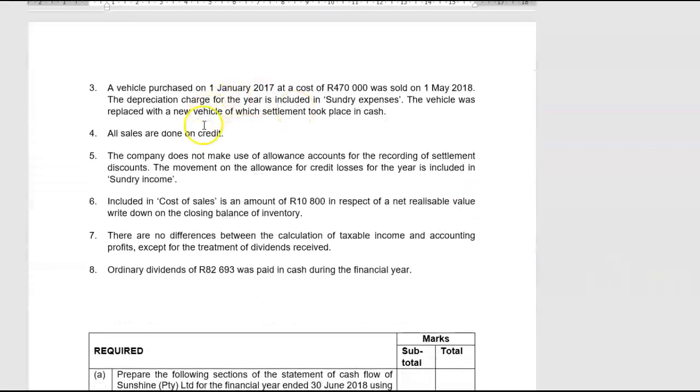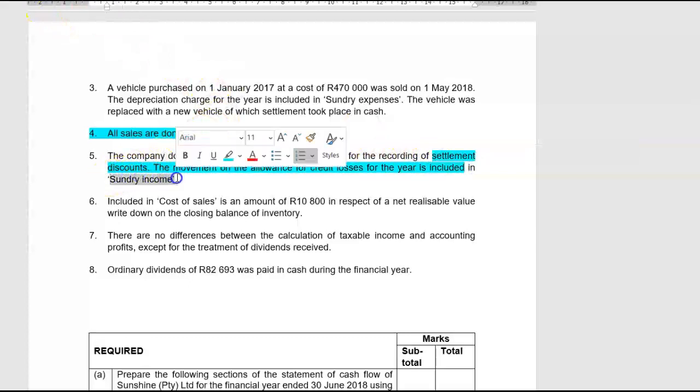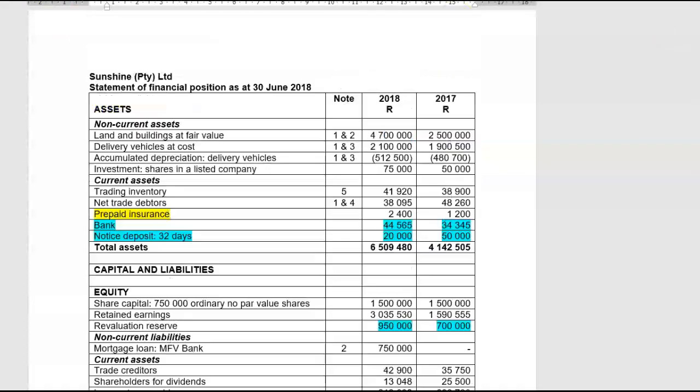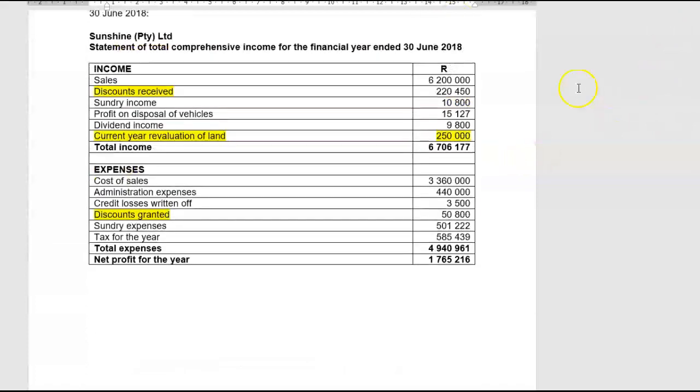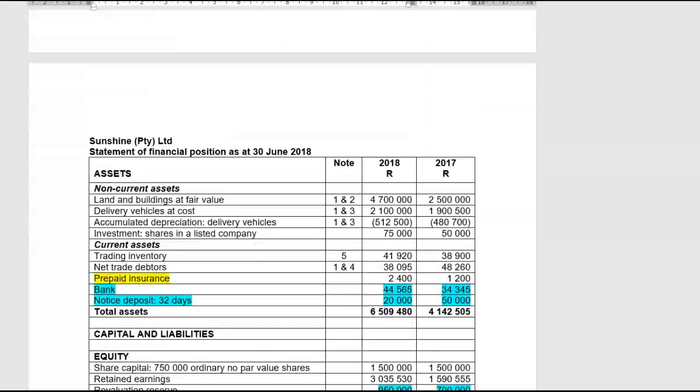Then they give us a vehicle. All sales are done on credit. The company does not make use of allowance accounts for the recording of settlement discounts. The movement of the allowance for credit losses account is included under sundry income. Now you have sundry income here in your income statement of 10,800 rand, and that includes, and you must take it out, because the movement in allowance for credit losses does not represent a cash flow item. So remember that one, make a note for yourself.